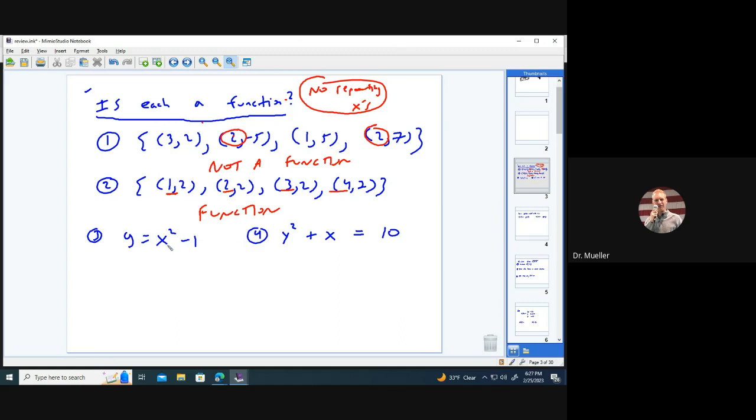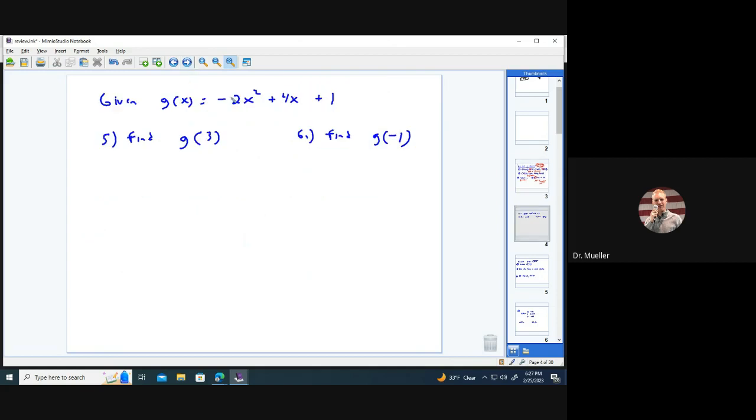Now, when you have an equation, the rule is you can't have any y squareds, right? So this is y equals x squared minus 1. You could put any number you want in for x, and you would get a different unique value for y. That would be a function. The second one, though, you've got that y squared there, so that's not a function. So you can't have the y squared.